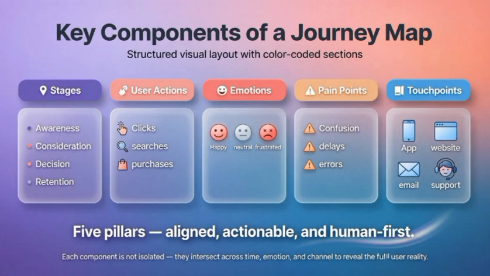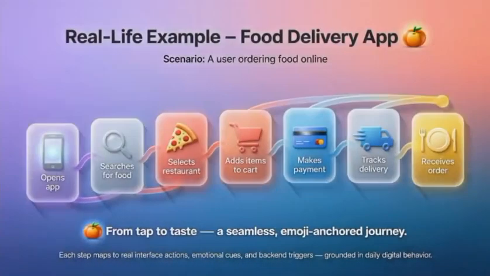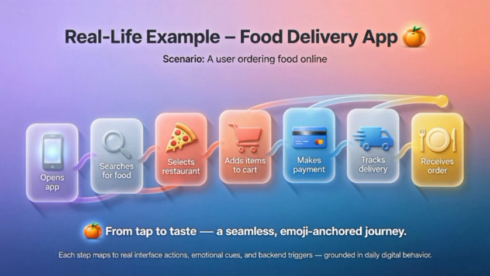Now that we know the components, let's understand with a real-life example of a food delivery app like Swiggy or Zomato. Imagine a user wants to order food online. We will track their journey step by step.